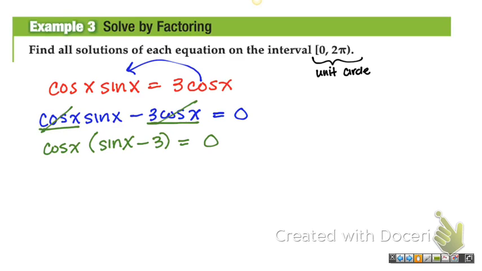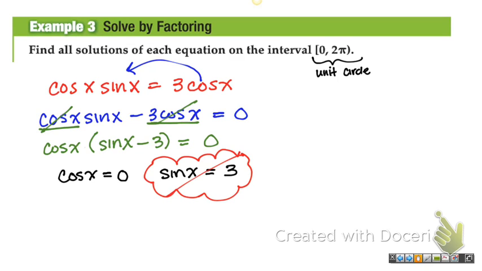Now I can apply the zero product property. If two things multiply to give you 0, one or both of them equals 0. So either cosine x equals 0 or sine x equals 3. Well, this is never going to happen. Right? The sine of any angle can never equal 3, so we don't even have to worry about that one.